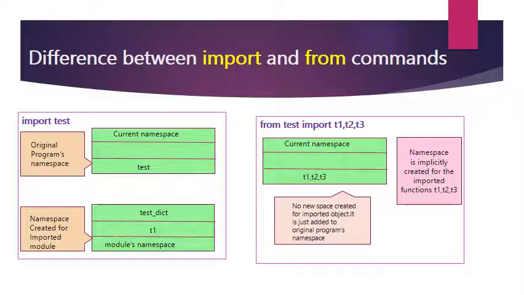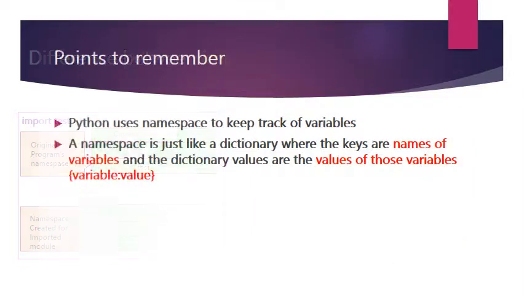See the second example, from test import T1, T2, T3. In that particular program, there won't be a separate memory space for the test module. Instead, this particular statement tells that T1, T2 and T3, which are part of the test module, we are going to use in our program. So along with the current namespace of the original program, these T1, T2, T3 will get attached. So it reduces the memory space being used.